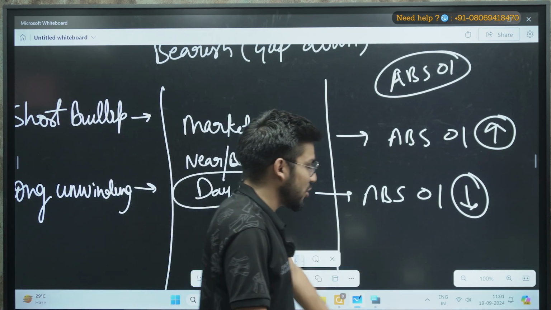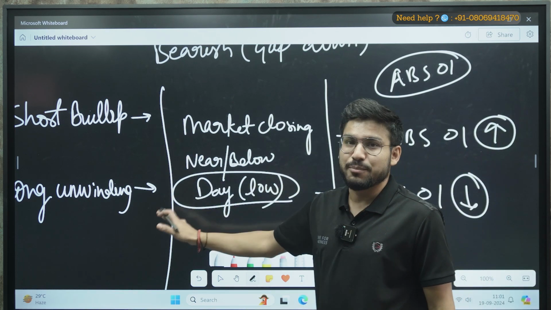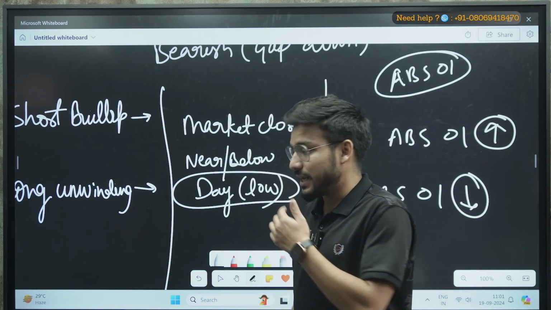You can take a screenshot, you can rewind the video, you can see it again, but this is very important if you are going for the BTST strategy, right? Now let's apply this in the chart and let's see.